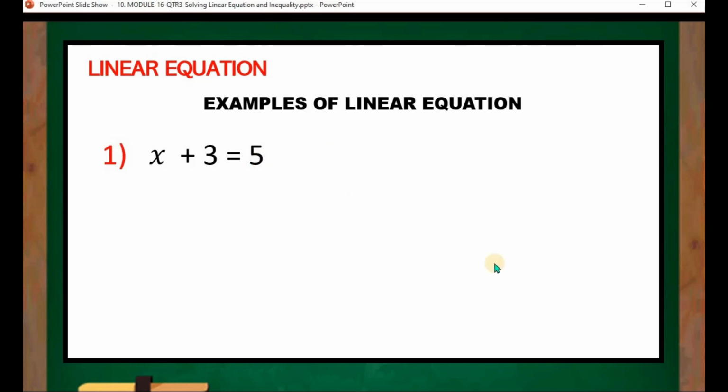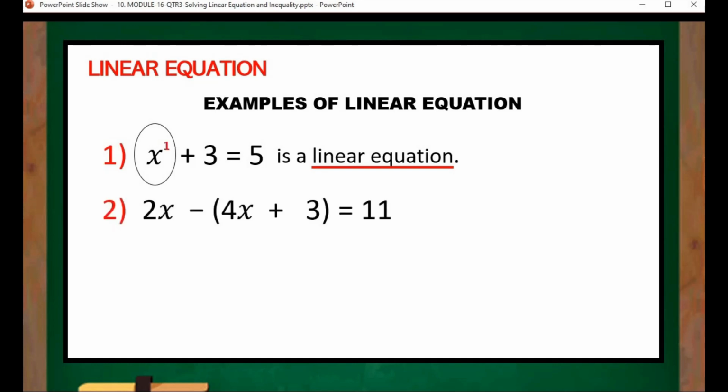Pero ito naman ay, this can be any constant number. Now, the variable is only 1 and the exponent is also 1. That is a linear equation. Okay, how about this one? Is this a linear equation? Yes, this is still a linear equation.